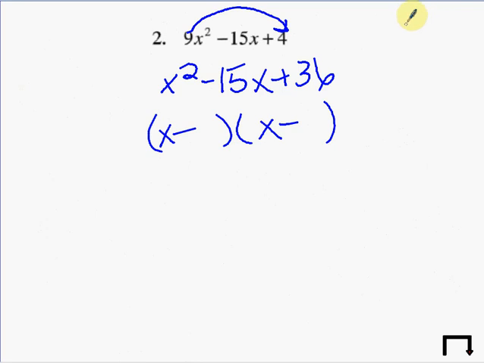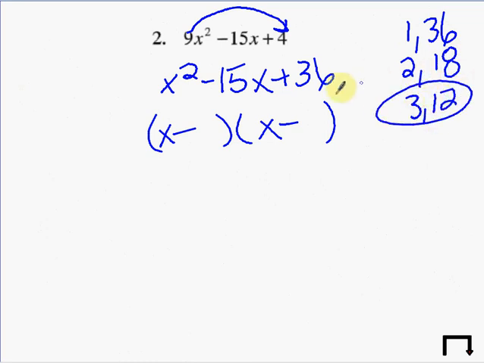I'm going to make a list because I don't know what it is off the top of my head. 1 times 36, 2 times, what is that, 18? 3 times 12, I think I found it right there with the 3 and the 12. So if I put negative 3 and negative 12 together, that gives me the negative 15 that I wanted. Let's go ahead and divide by 9 because that's what I originally multiplied by right here.